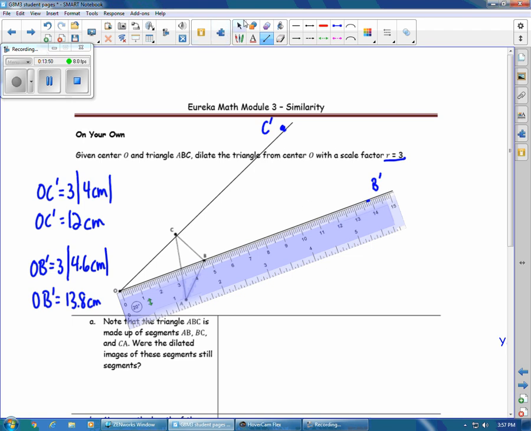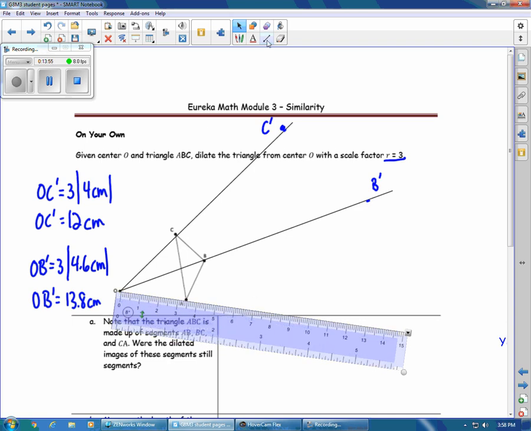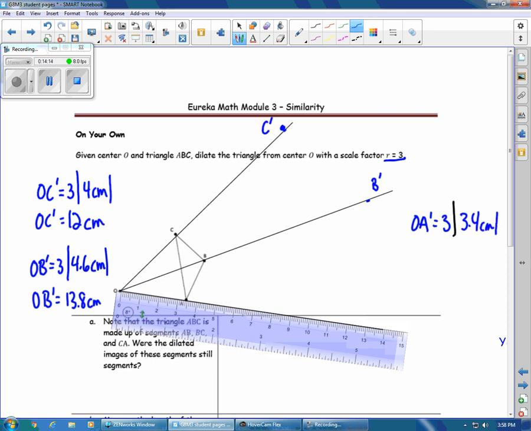And then I'm going to move my ruler to do A. So OA prime is equal to my scale factor of 3 times my original length, which looks like it's about 3.4 centimeters. It should be about 10.2. 10.2 would be right here. That's going to be A prime.